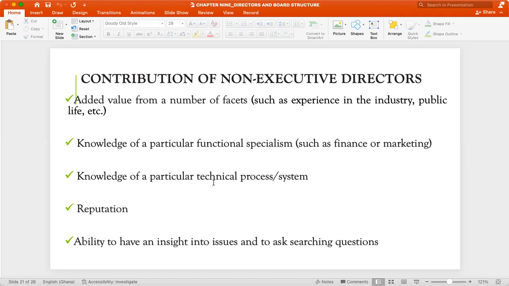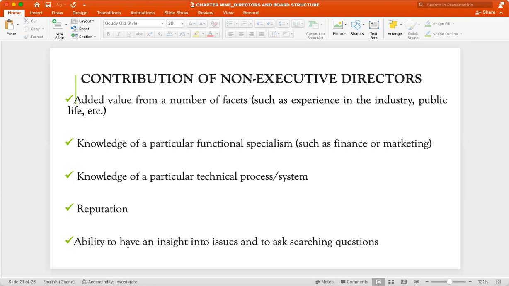They tend to have knowledge of a particular technical process or system as well. Sometimes the company is into IT or technology, so they need somebody with such technical knowledge, and a non-executive director can help. Then they bring on board reputation. I've said it over and over again. Not just in helping the organization take good decisions, but also investors will be looking at that person when making investment decisions.